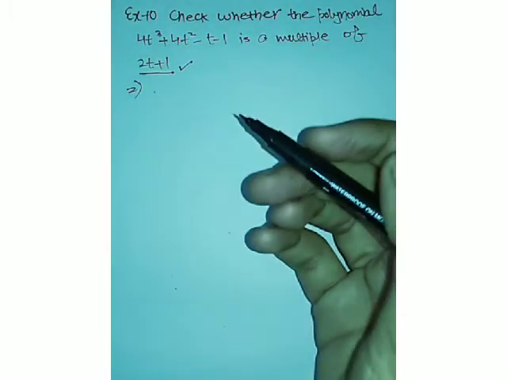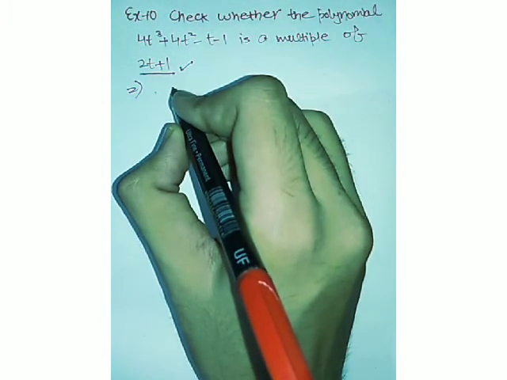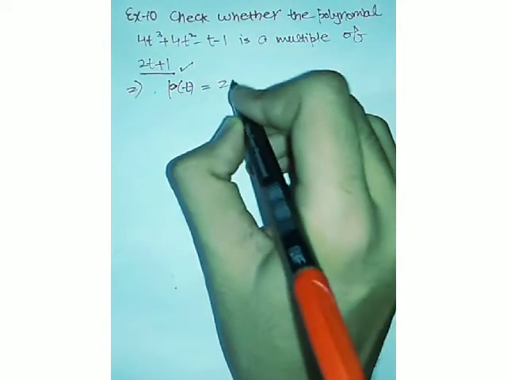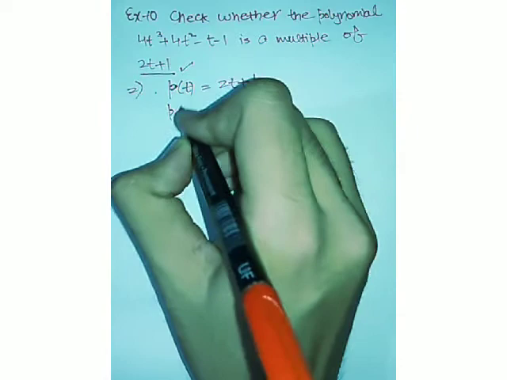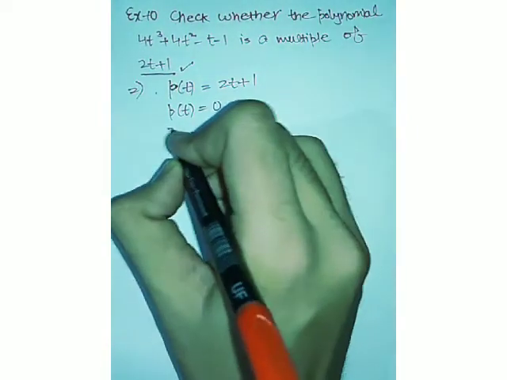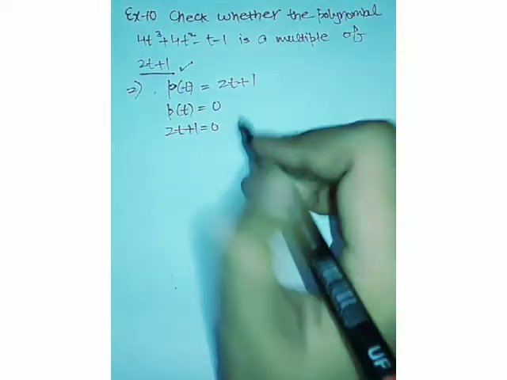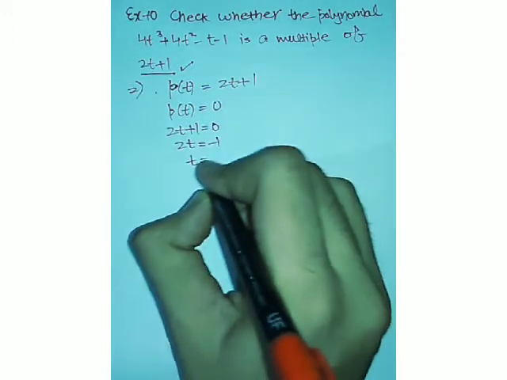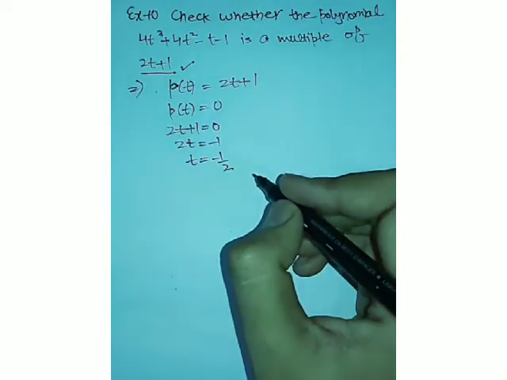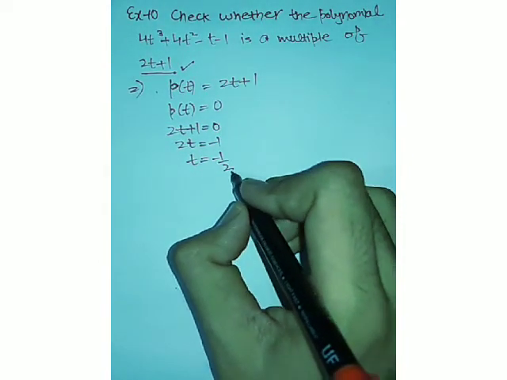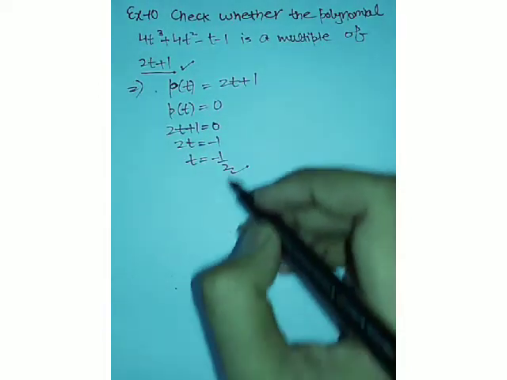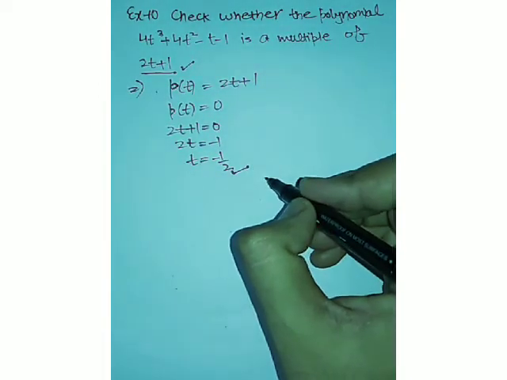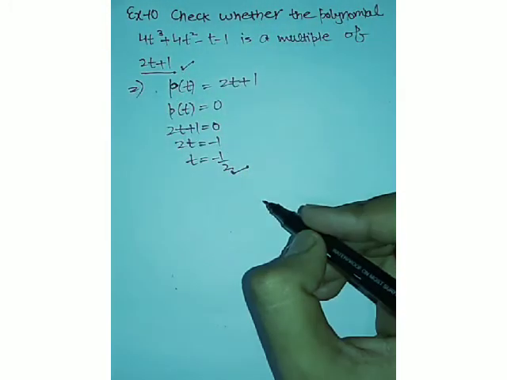So how will we find the value of t? It's simple. The polynomial can be p of t. So p of t is 2t plus 1. Just equate p of t to 0. You will get 2t plus 1 equal to 0, or 2t is equal to minus 1, or t is equal to minus 1 upon 2. Clear? Now substitute t equal to minus 1 by 2 in the polynomial q of t and see if your answer is 0. Because if the answer is 0, it means this is a multiple of 2t plus 1, otherwise it's not.